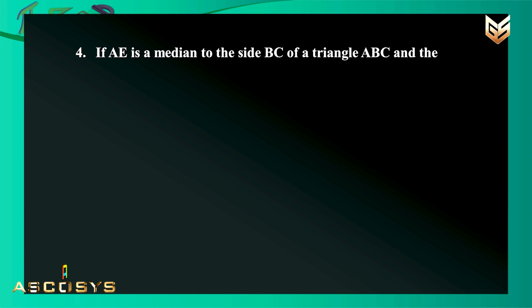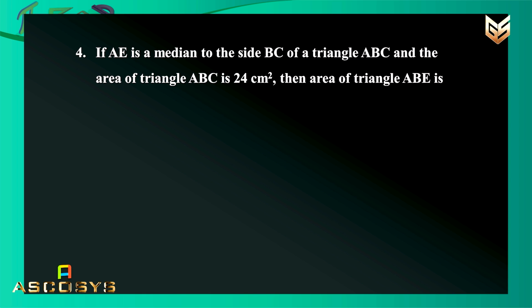So here we have the next MCQ. If AE is a median to the base BC of a triangle ABC and the area of the triangle ABC is 24 centimeters square, then the area of the triangle ABE is option A 48 centimeters square, option B 6 centimeters square, option C 12 centimeters square and option D 0. Now we know that a median divides a triangle into two triangles of equal area. So those two triangles have area equal to half of the area of the big triangle.